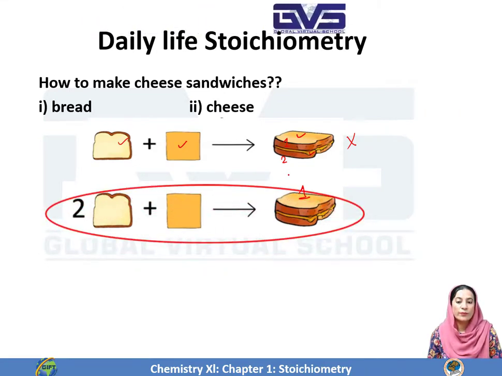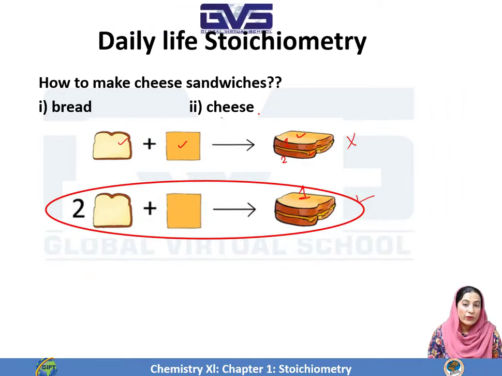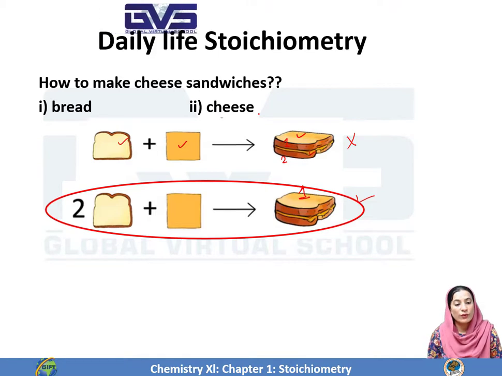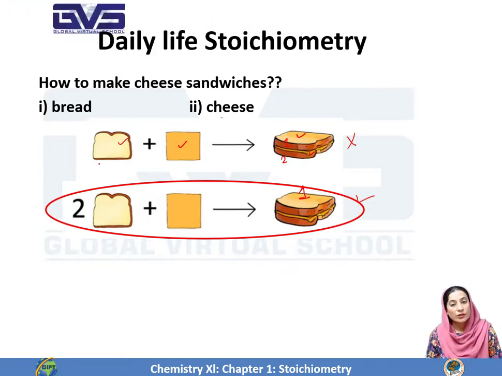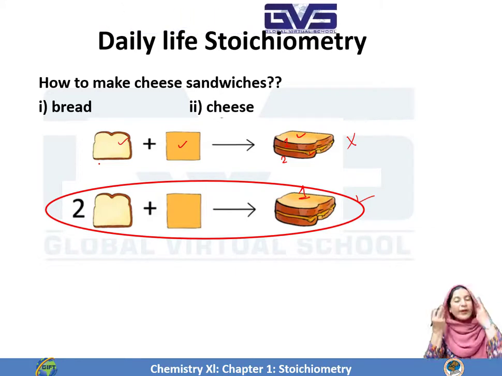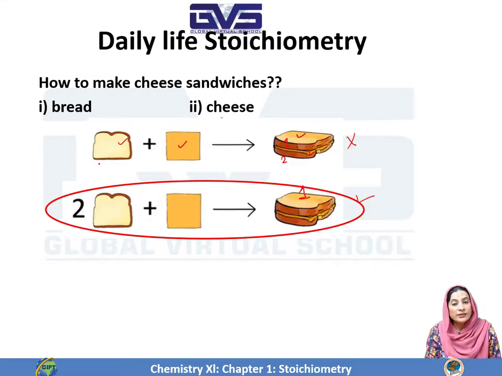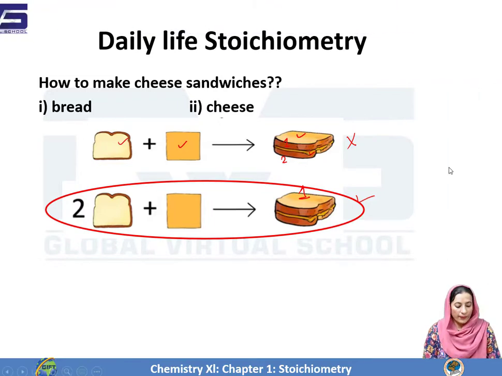So this is stoichiometry. Stoichiometry means the number of atoms on the reactant side should be equal to the product side, so the total mass on the reactant side is equal to the total mass on the product side. Even if you have a lot of breads and cheese slices, the exact quantity that is used in the sandwiches, that will be the stoichiometry.